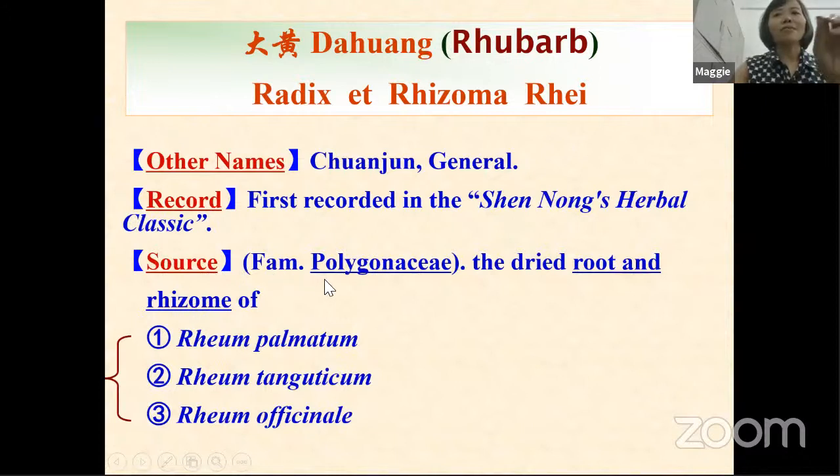Rhubarb is the dry root and rhizome of 3 species. They are Rheum palmatum, Rheum tanguticum, Rheum officinale. The root and rhizome of these 3 species are used as the rhubarb crude drug, in the family Polygonaceae.